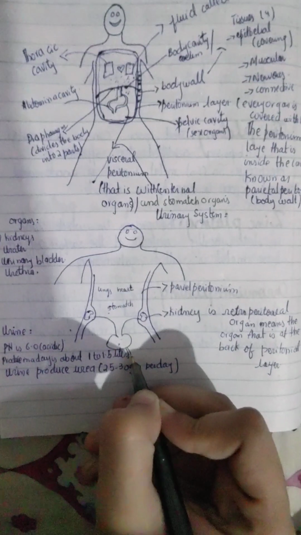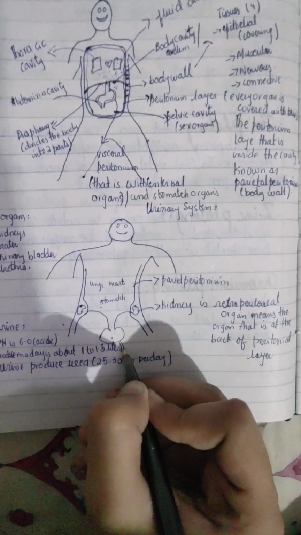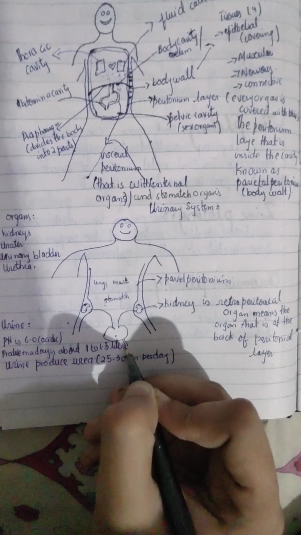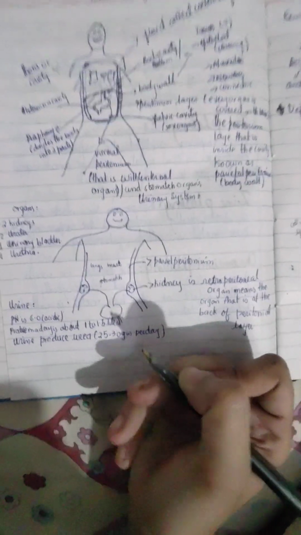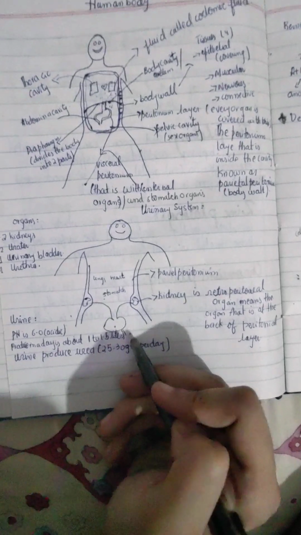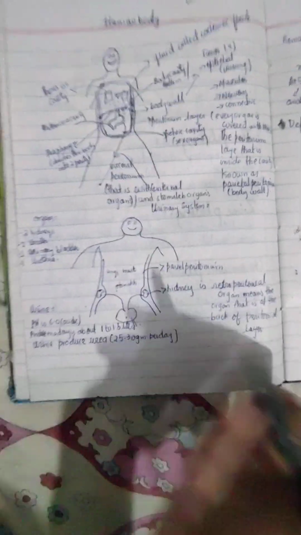and then it passes into a small tube known as the urethra. The urethra is in your control, meaning it is your choice whether you want to pass out your urine or not. It depends on you. It is voluntary, and this is involuntary.